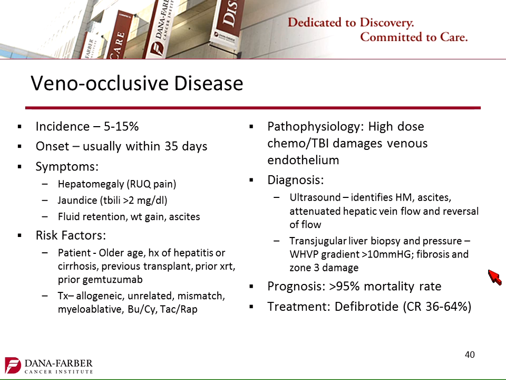For the diagnosis, we do an ultrasound, which can identify your hepatomegaly, your ascites, and your attenuated hepatic vein flow and reversal. But to actually make the diagnosis, you need to do a transjugular liver biopsy and wedge pressure. The wedge pressure gradient is usually over 10, and it shows fibrosis and zone 3 damage. The key in these patients is to do a transjugular liver biopsy, one, because of the risk of bleeding with a direct CT-guided liver biopsy, but also because the wedge pressure is important.